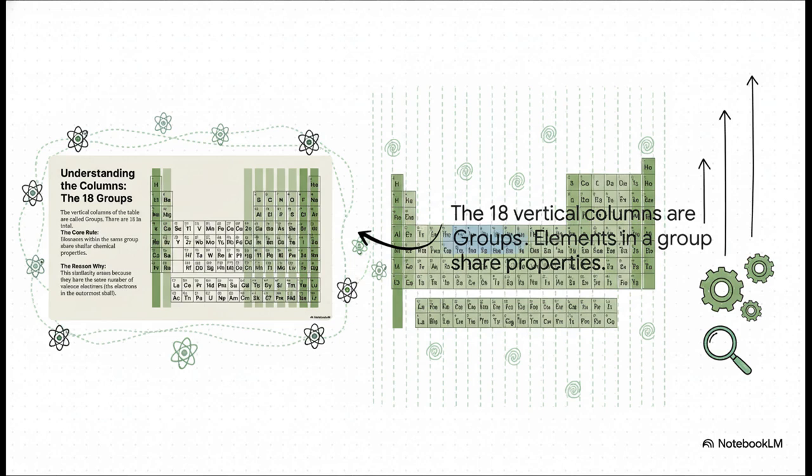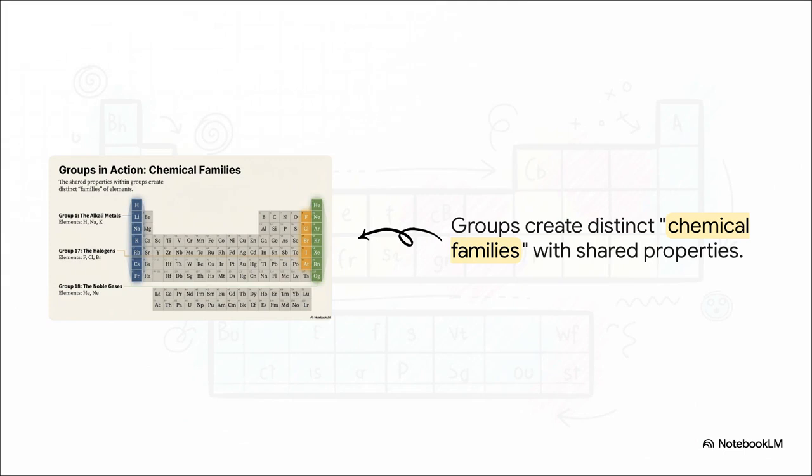Now for the vertical columns. These are called groups, and this right here is where the table's magic really starts to shine. The number one rule is incredibly powerful. Elements in the same column act alike. They have similar chemical personalities. And the reason why is so simple, it's profound. They all have the same number of electrons in their outermost shell. That's it. And because of that simple rule, you get these chemical families.